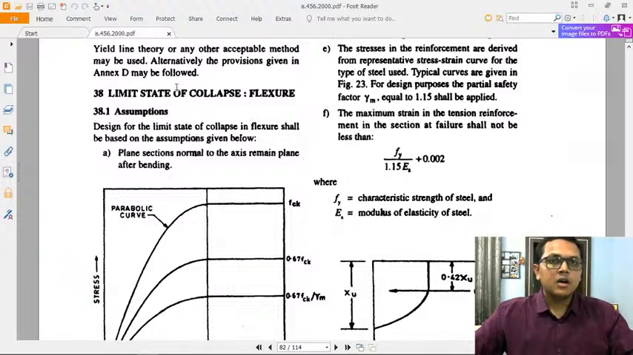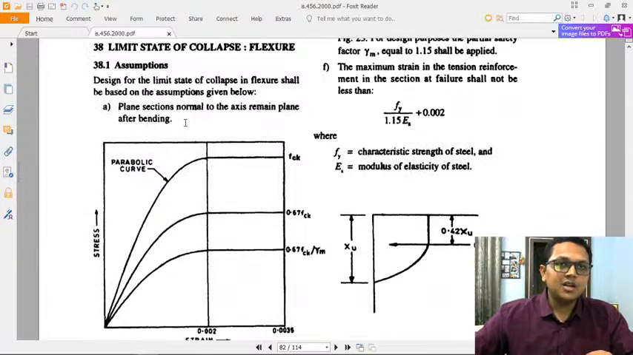Okay. In clause 38, the assumptions have been given in 38.1, that have to be taken into consideration while designing a concrete structure using limit state method. So the first assumption is, so let us read what the assumptions are. The design for the limit state of collapse in flexure shall be based on the assumptions given below. So the design of the flexural members.